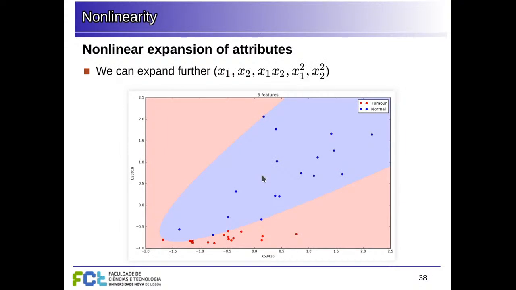And we can do this as much as we want. For example, we add the product, the square of the first and the square of the second feature, and now we can get something that is even more curved, and so on. So this is the power of doing nonlinear transformation of our attributes, which allow us to work with the linear classifier in a different representation space and solve problems that cannot be solved by a linear classifier in the original space.